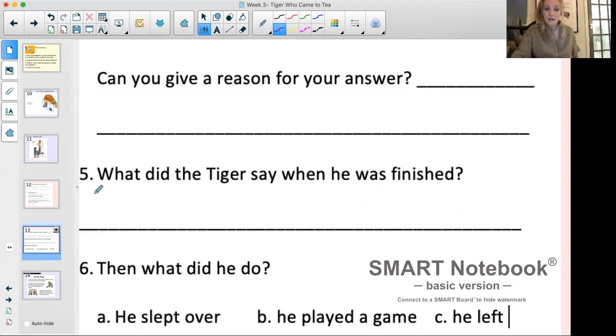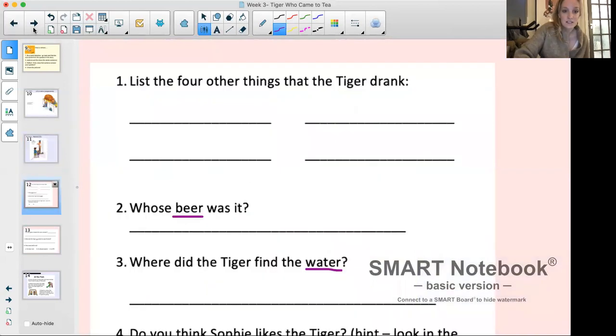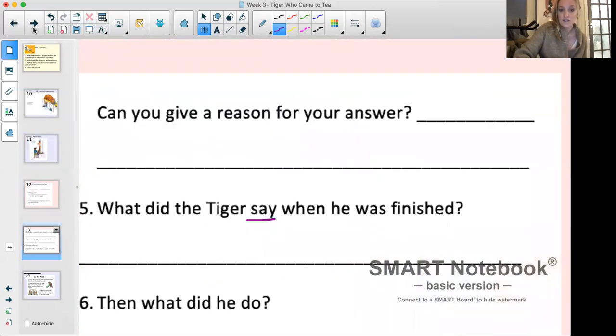And number 5, what did the tiger say when he was finished? So we're going to be looking for clues that someone is speaking. What can we tell if someone's speaking? We know that we're going to have some speech marks. And we know that the person or the character, we're probably going to have that word said somewhere nearby, or a word that means said, like a way someone spoke. So let's have a look and see, what did the tiger say when he was finished?